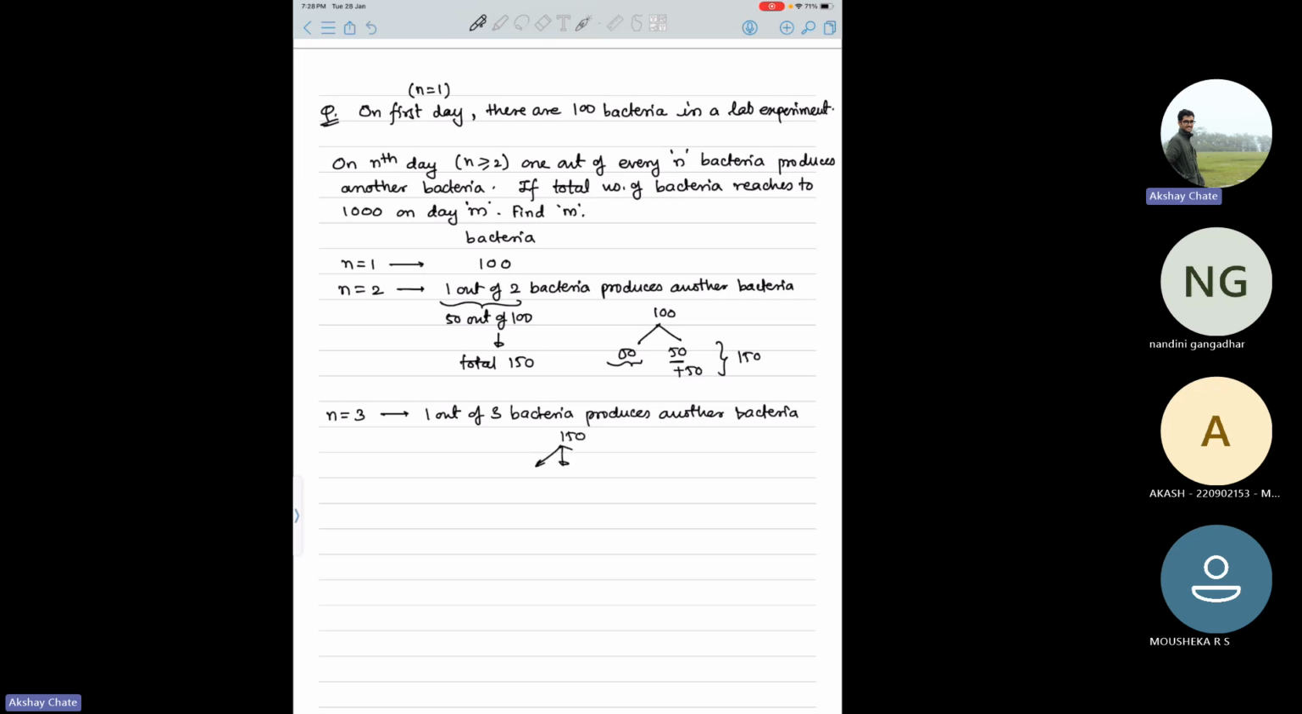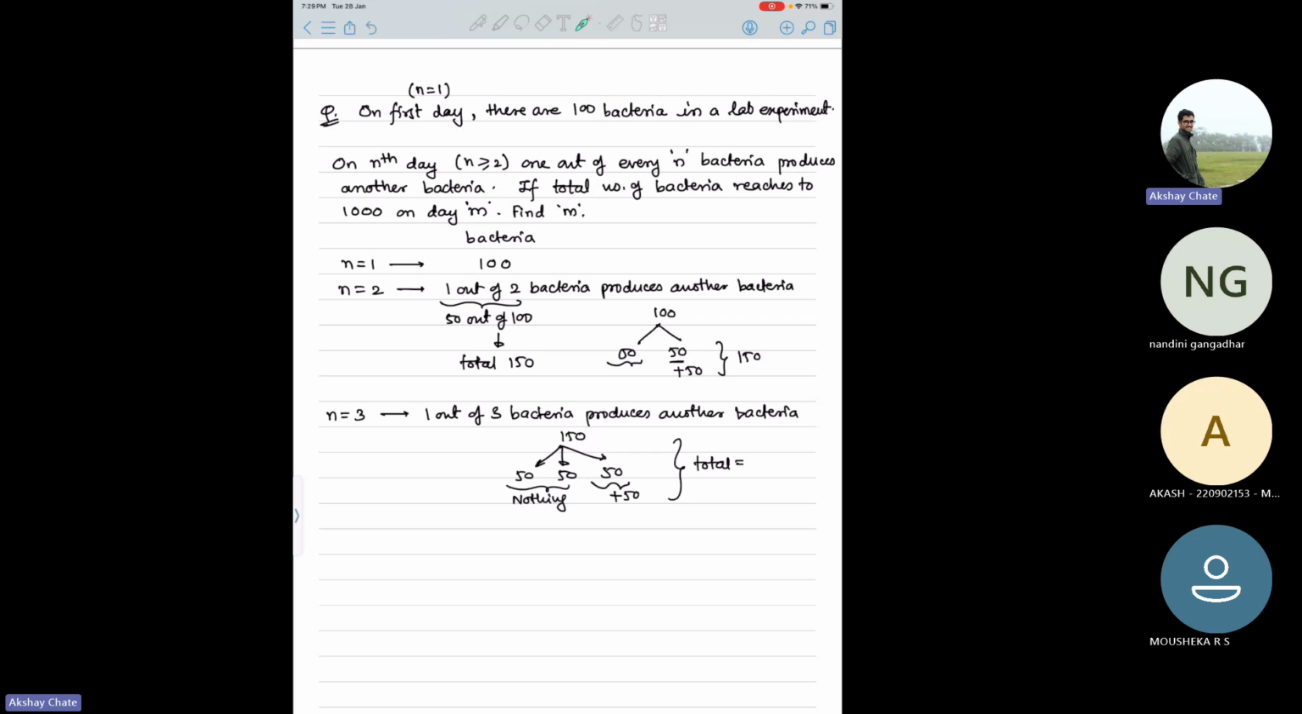So you have to divide it into 3 parts. So that will be 50, 50, 50. Okay. What they are saying is only 1 out of 3 are producing the replica of them. So basically, let's say this guy only produces 50 more. These guys do nothing because it is 1 out of 3, right? So therefore, the total at the end of day 3 will be this 50, 50.